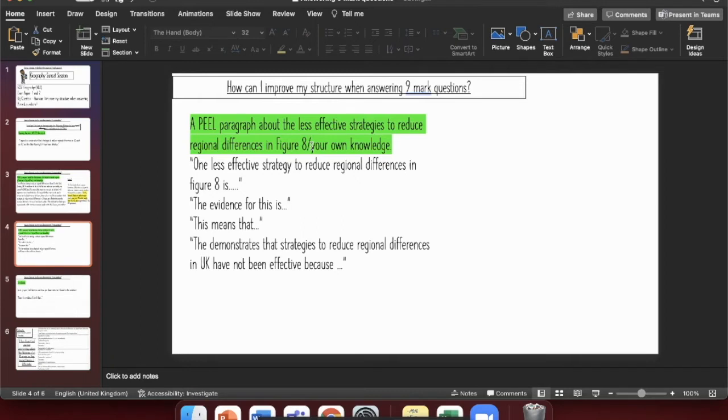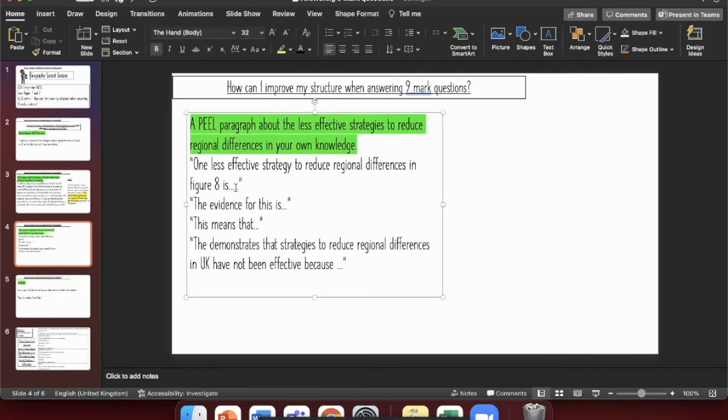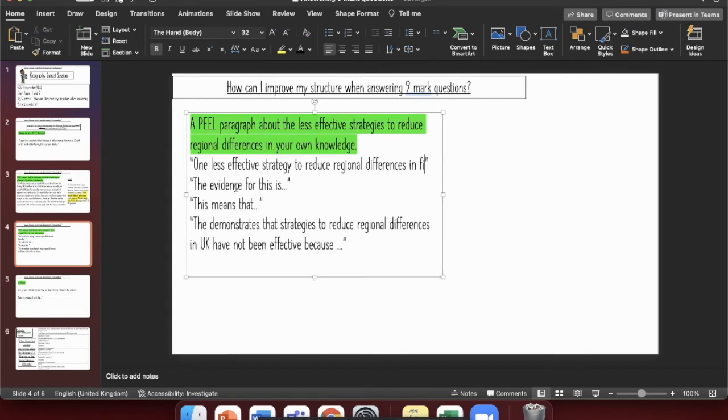The next one is all about figure 8 or my own knowledge. It's a PEEL paragraph about the less effective strategies. So one less effective strategy to reduce regional differences, I'm going to go from my own knowledge, is HS2. And the evidence for this is, well, I know that HS2 is really expensive. The integrated transport system cost £98 billion.